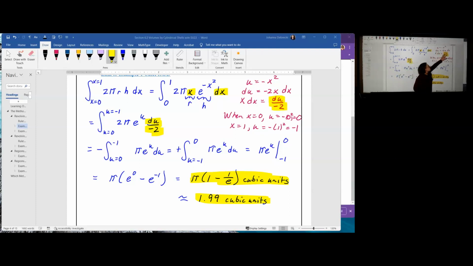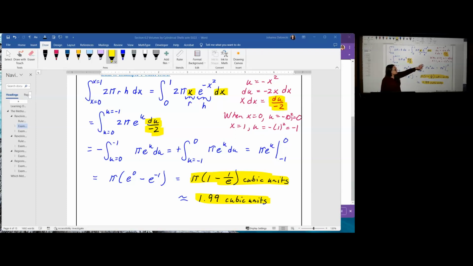Then I abuse the notation by swinging the differential dx to the right. In examining my original integrand, I noticed that I have an x dx, so I solve for x dx to get du divided by negative 2. Then I'm going to replace the x dx with du divided by negative 2. Because I'm switching from x to u, I need to switch the limits of integration.